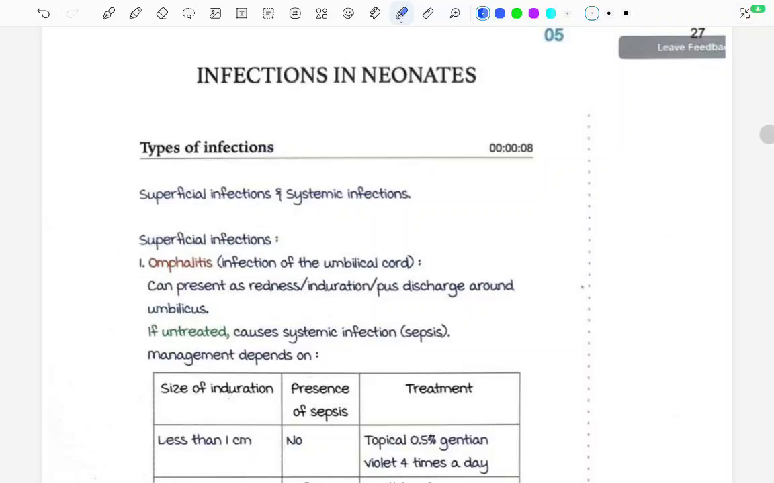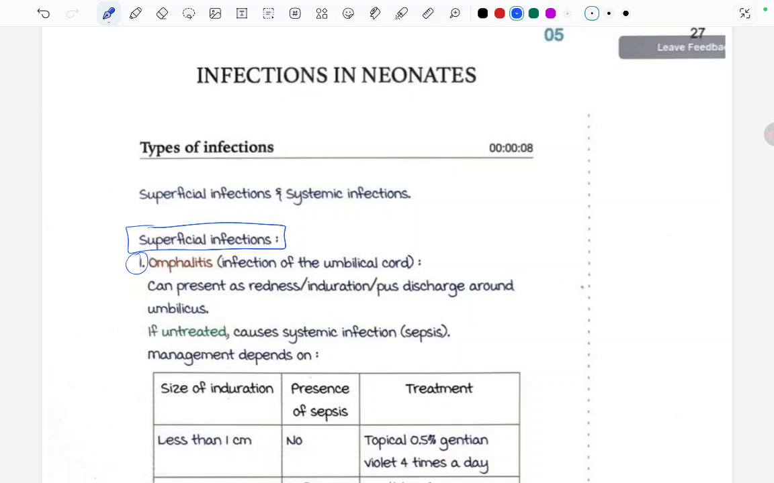Hi, so in this video we will talk about infections in neonates. Let's start from Marrow 6th edition. Superficial infections and systemic infections. First, starting with the superficial infections, let's start with omphalitis.